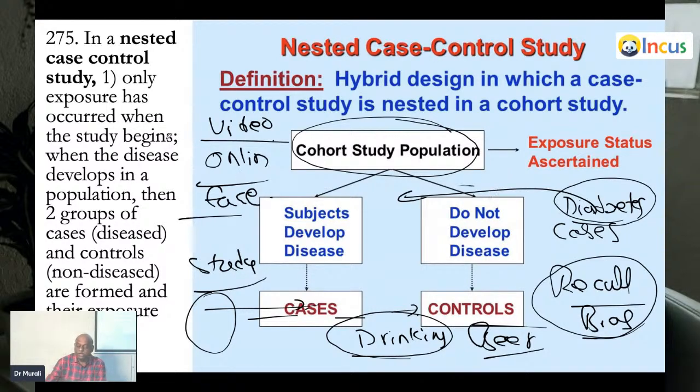So only the exposure has occurred when the study develops in a population. When the study begins, and when the disease develops, then two groups, cases and controls, are formed, and their exposure status is compared. You understand? So typically cohort means what should ideally happen in cohort.